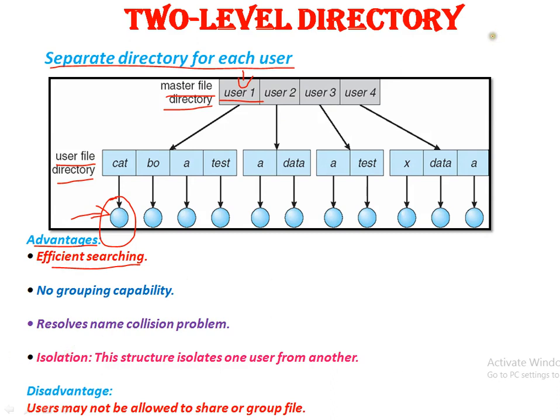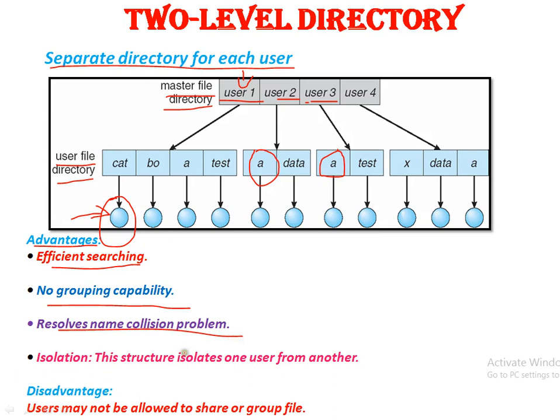Next, grouping capability is not there. That is a major disadvantage. Next, it resolves the name collision problem. As you can see here, under user 2 and user 3, we have the same directory names A and A. Even though the directory names are the same, there is no collision, because they are under different users. So it resolves the name collision problem.